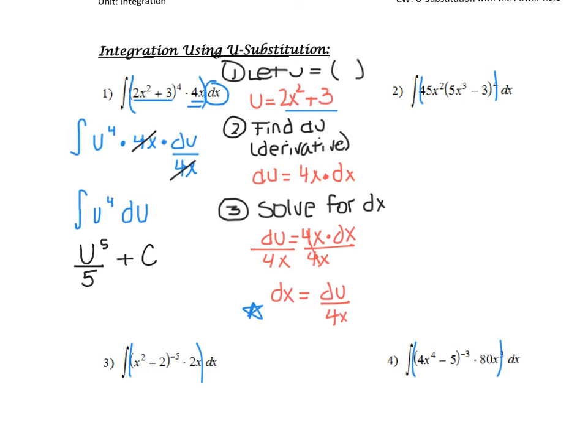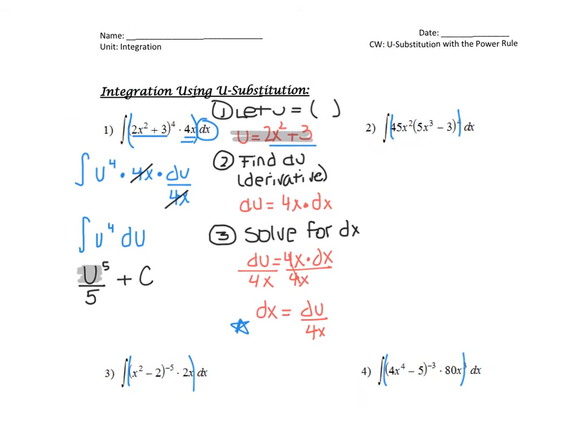And to get our final answer in terms of x, we're just going to put our x back in. So what did I let u equal? Well, this is what u is, right? U is 2x squared plus 3. So for this u right here, I'm going to put 2x squared plus 3. So the final answer is 2x squared plus 3 to the 5th power over 5 plus c.